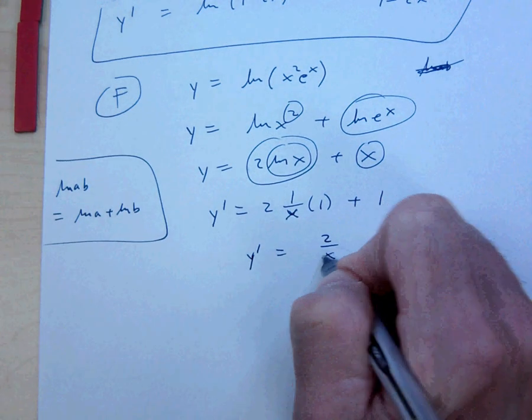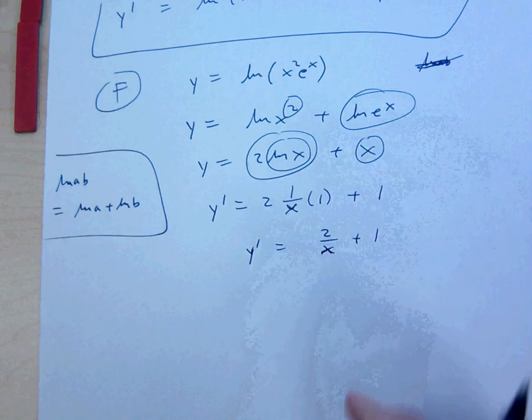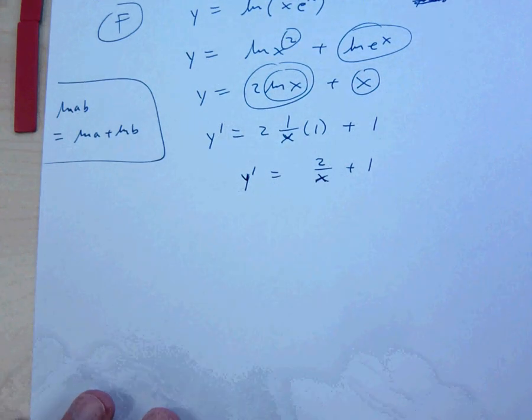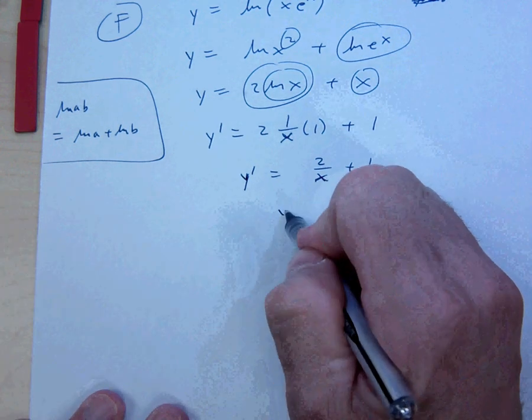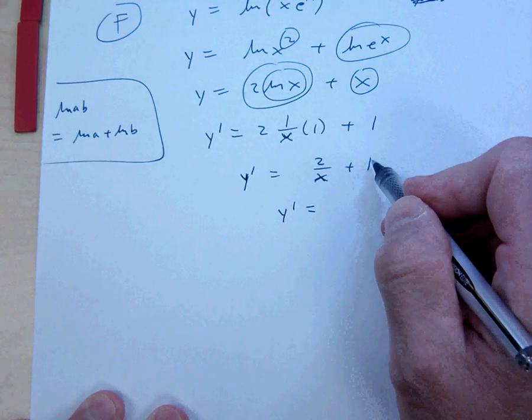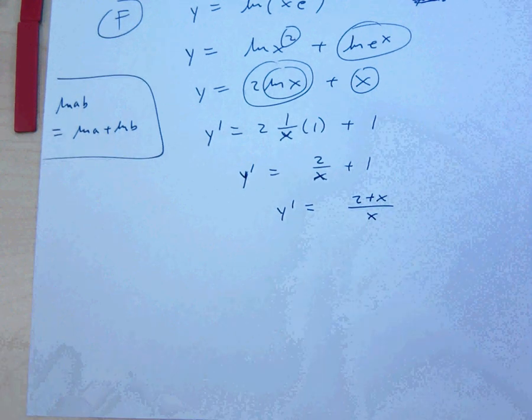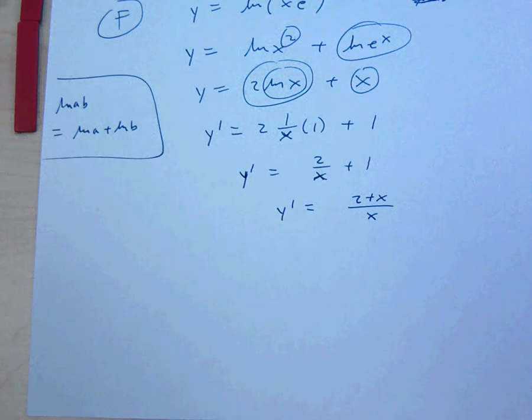And if you want, you can get a common denominator. Yes? Okay? So if you did get a common denominator, what would it be? 2 plus x over what? X. Does that make sense, guys? If you got a common denominator? Good? Okay.